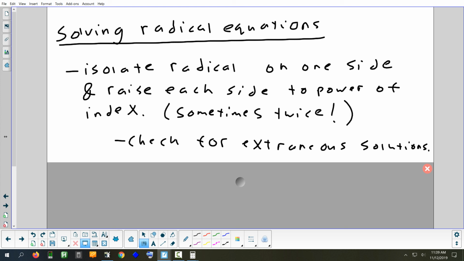And then what we're going to do is we're going to cancel that radical out using a power. What power? You're going to use the power that would cancel the root. So for example, if you had a square root, you use the square power, power of 2. If you had a cube root, you have to cube, power of 3. Okay? You also always have to check for extraneous solutions. Okay? Remember, extraneous means you didn't do anything wrong, but one of the answers that you got doesn't work. Okay? So we always have to check for that.